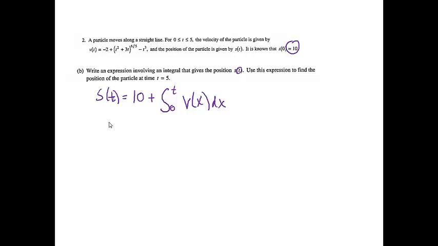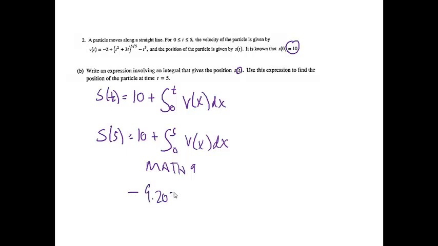Then it said to use this expression to find the position of the particle at time t equals 5. So to find s(5), we're just going to plug 5 in for our t. So the integral from 0 to 5 of v(x) dx, and we'll use that formula right there. From here we can do some math, and when we do that we're going to get -9.207.